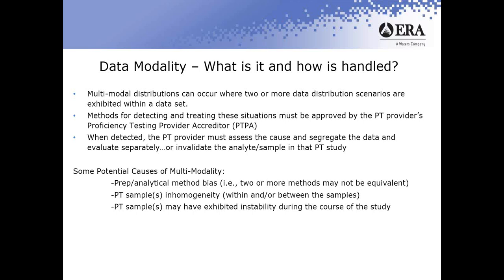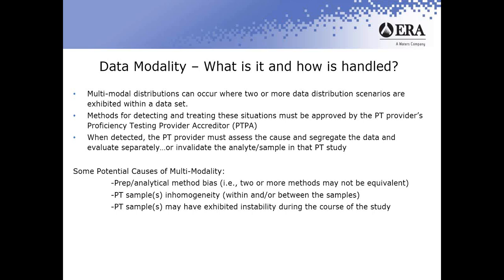When detected, the PT provider must assess the cause and segregate the data and evaluate the data separately to give a fair evaluation to all laboratories. If they cannot determine that, they have to invalidate the sample or the analyte in that PT study, notify the participants, and that's usually resulting from an issue with the PT provider's actual PT sample. Now, this does happen. PT providers are human beings as well, but they are judicious in trying to assess and determine when these situations occur and evaluate it accordingly.